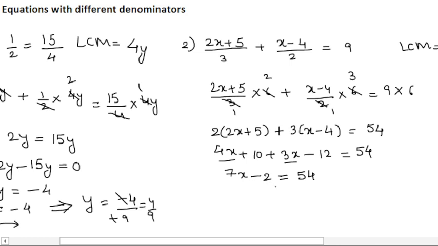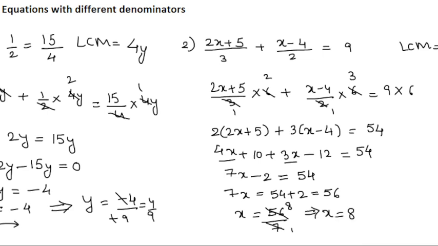Negative 2 needs to be transposed to that side of the equation because we need to calculate the value of x. So first we leave 7x here. I take negative 2 to that side of the equation and I get 54 plus 2. So negative 2 when taken to that side, the sign reverses, it becomes positive 2. So 54 plus 2 is equal to 56. 7 is multiplying with x. When transposed to that side of the equation, it has to divide. So basically my x is 56 upon 7. 7 1s are 7, 7 8s are 56. So my x is equal to 8.